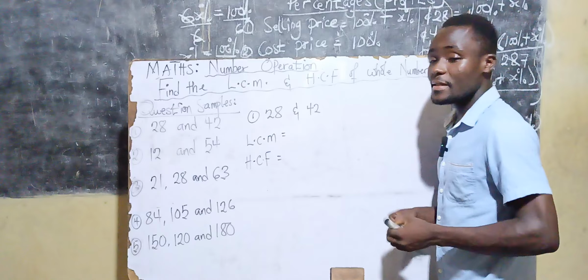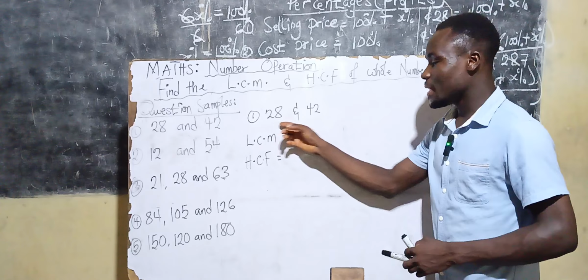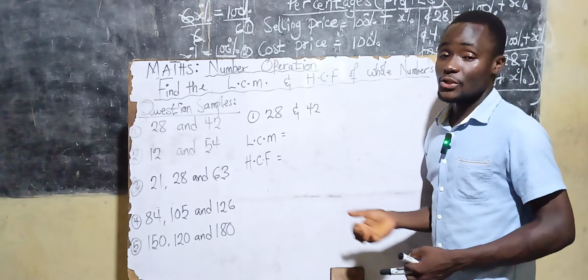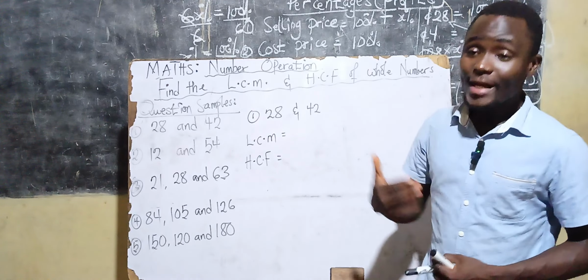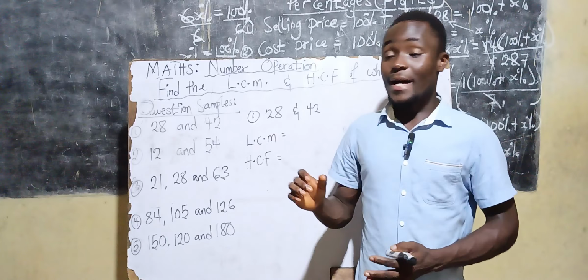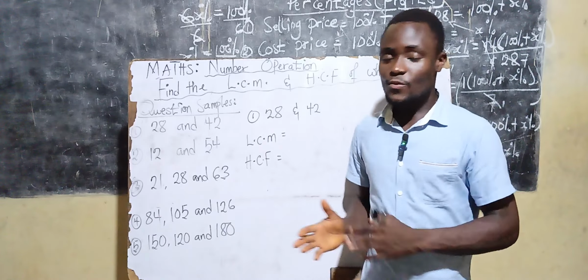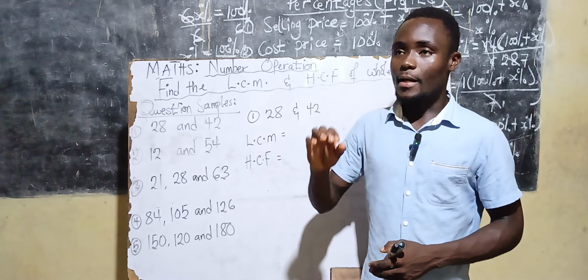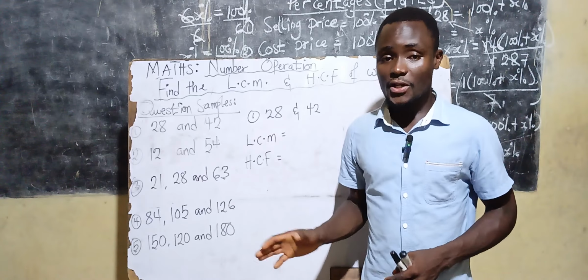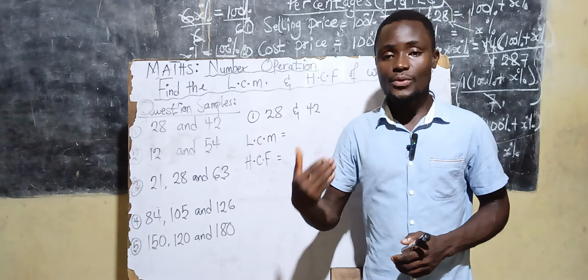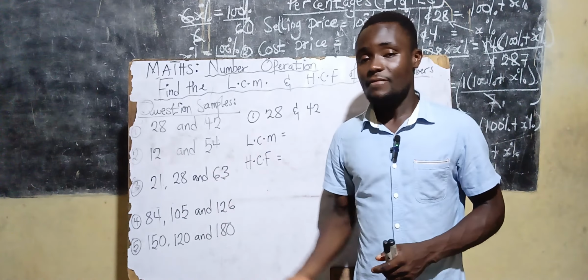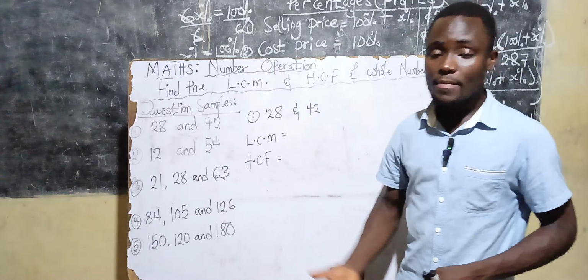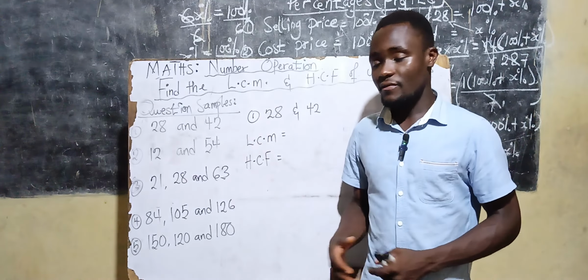So the question says, what is the LCM for 28 and 42? And what is the HCF for 28 and 42? Over here, I'm going to help you through an easy way of finding that. Now we are going to use the idea of what? Table and division method over here. I'm going to lead you through how to find the LCM and HCF in a quick manner using the table and division method.